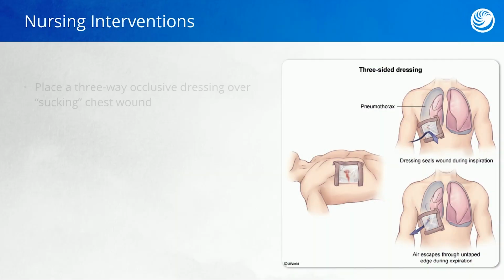Let's talk about nursing interventions for a patient with tension pneumothorax. We're going to place a 3-way occlusive dressing over that sucking wound. Now, what is that going to do? When our patient breathes in, it's going to seal and not let air into that space. When they breathe out, air can come out, and sometimes you might see fluid too.